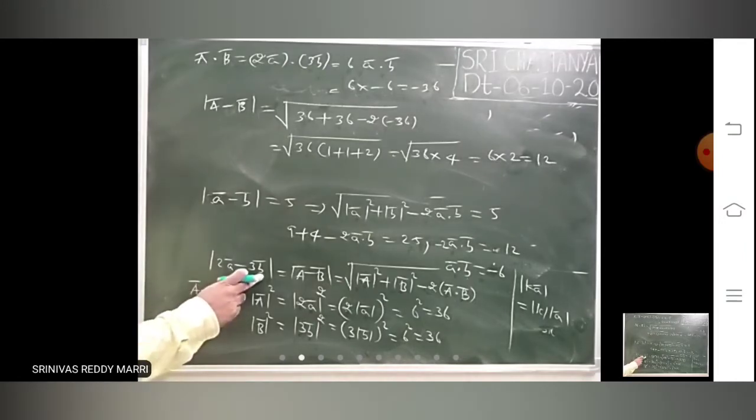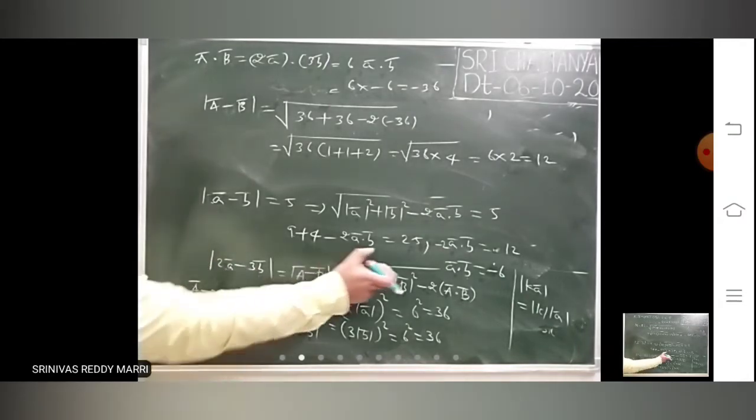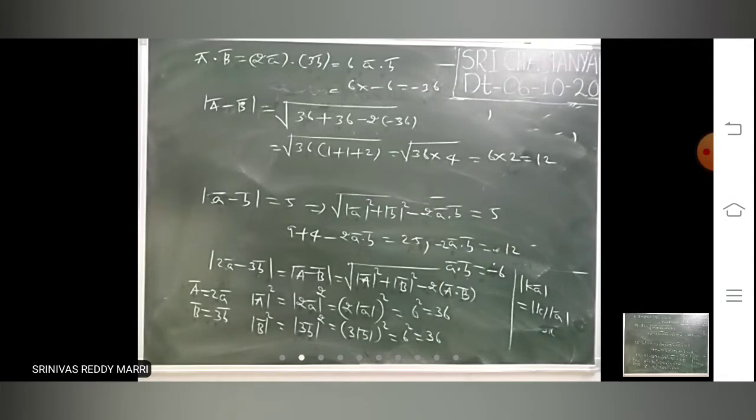If A bar minus B bar is directly there, directly write the formula. Otherwise, if some constant into A bar is there, for convenience take it like this and then use this formula. After that you calculate whatever is necessary. Next problem, next problem.